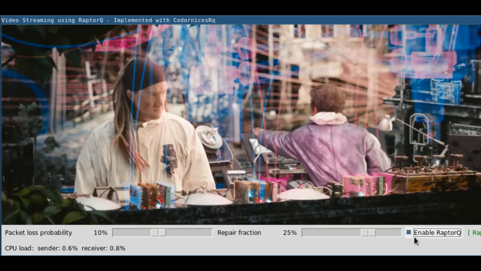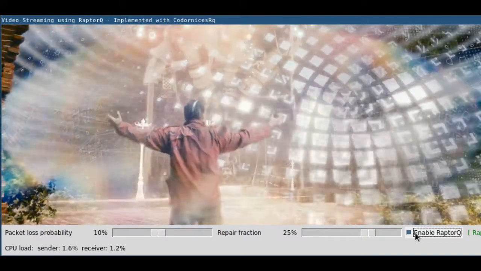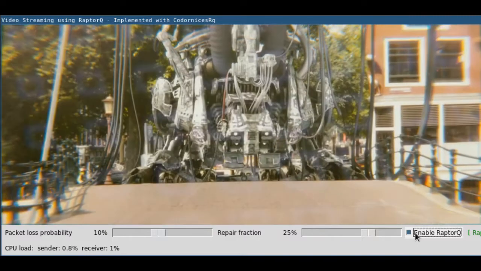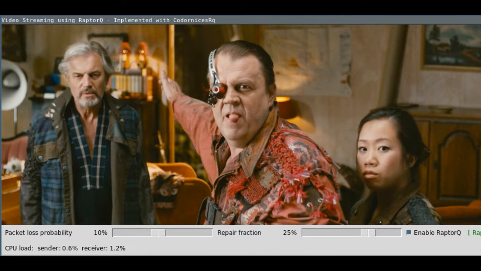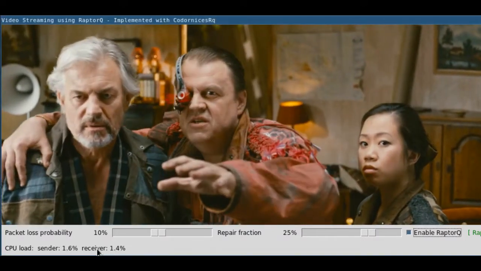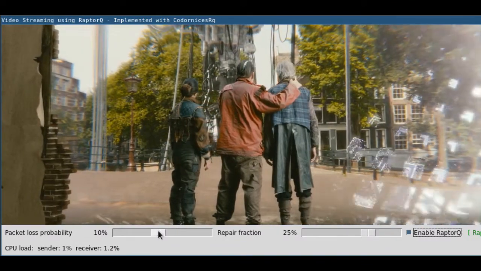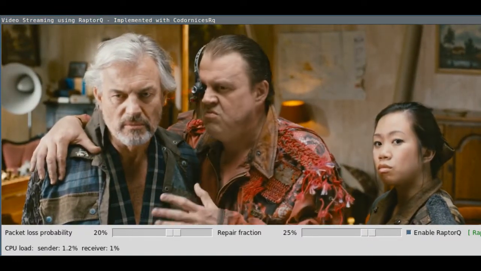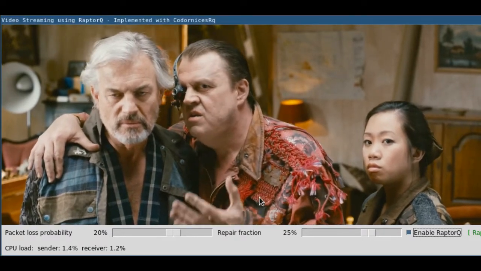As we can see, the video snaps back into view and is now perfectly good again, despite the fact that there are significant packet losses on the network. In this example, the repair fraction is 25%, which means that 25% of the packets that the sender sends are repair packets. With that much repair, the stream can sustain much higher packet loss rates than 10% before it breaks down. Let me set the loss rate to 20% and see what happens. It's obviously still working fine, even with 20%.